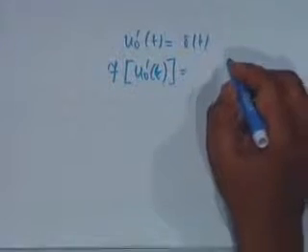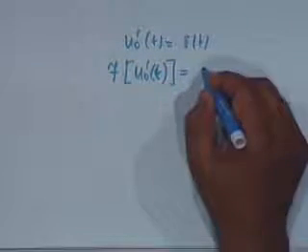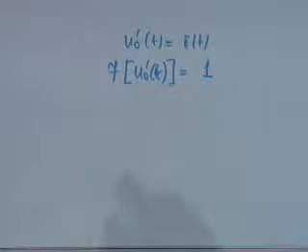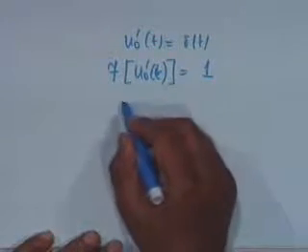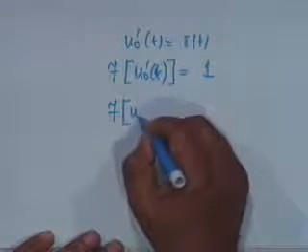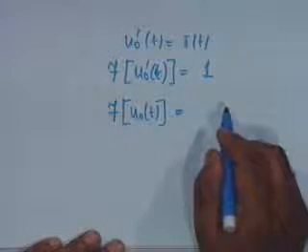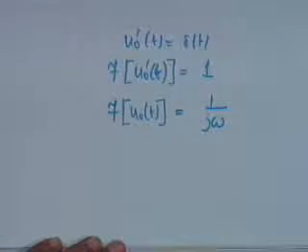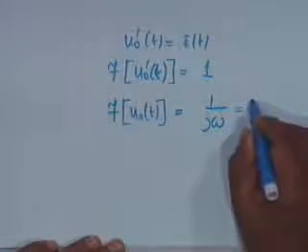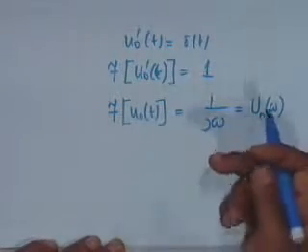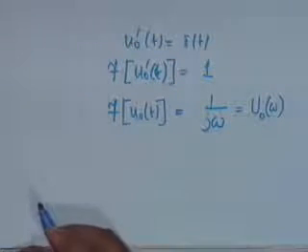What is the Fourier transform of delta(t)? We have proved this: the Fourier transform of delta(t) is 1. Therefore the Fourier transform of u_o(t) will be 1 by j omega. Let's call this U_o(omega). The Fourier transform of a differential coefficient is j omega times the Fourier transform of the original function. Therefore this is equal to 1 by j omega.